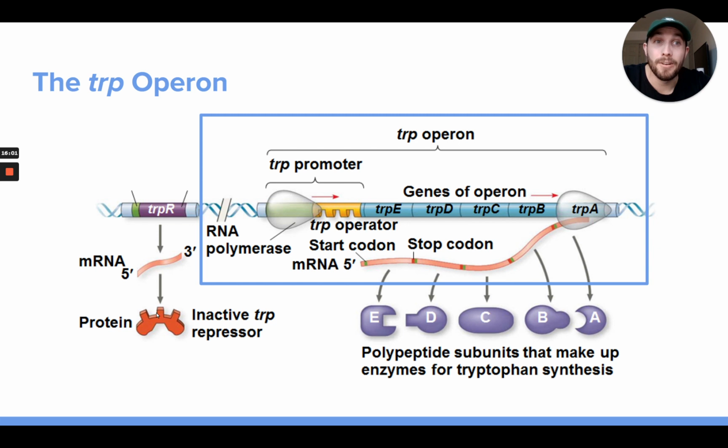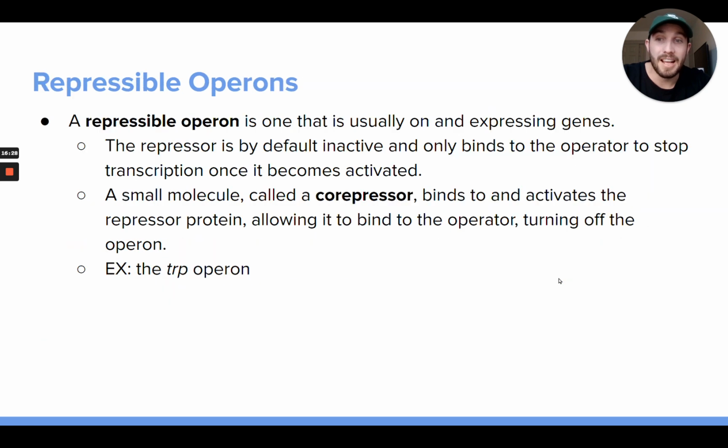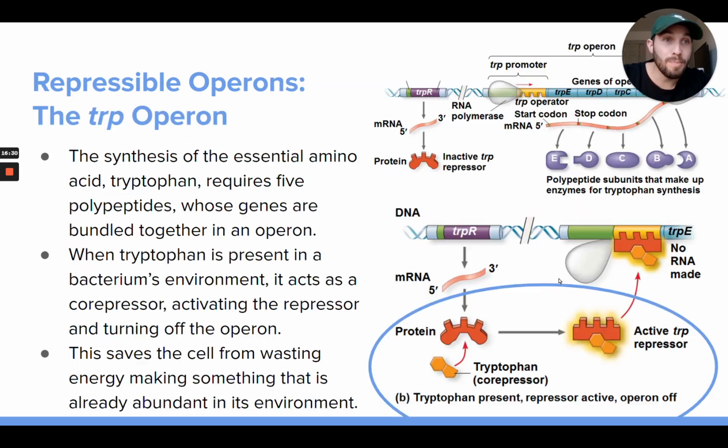Okay. However, a repressible operon is able to be repressed. Hence the name repressible. It's on by default, but we are able to repress it. And to repress it, all we need is a molecule to bind to this repressor protein and cause this repressor protein to change into its active conformation. And when that happens, this protein, when it becomes active, will then bind to the operator and turn off these genes. And so that's exactly what happens with the trp operon.